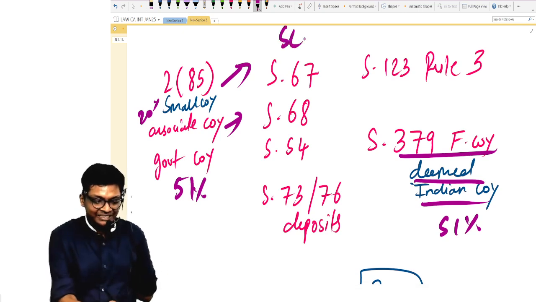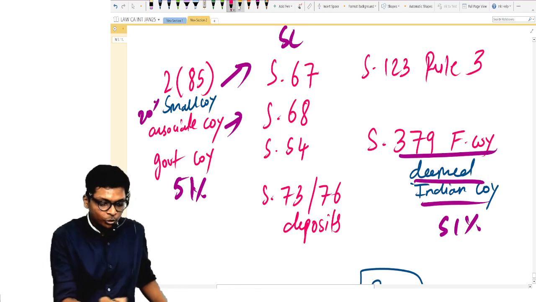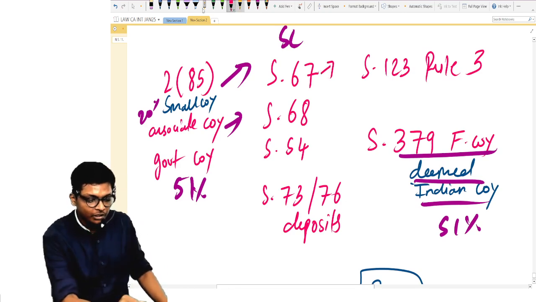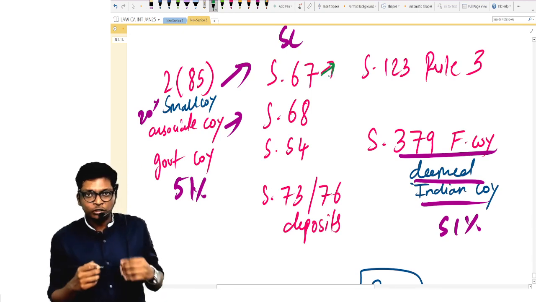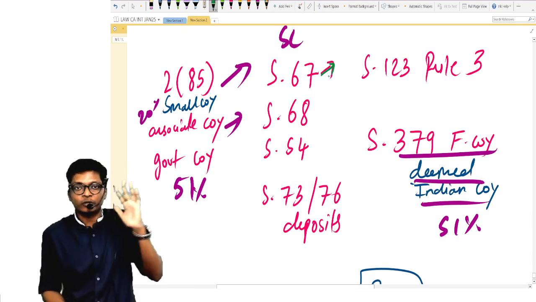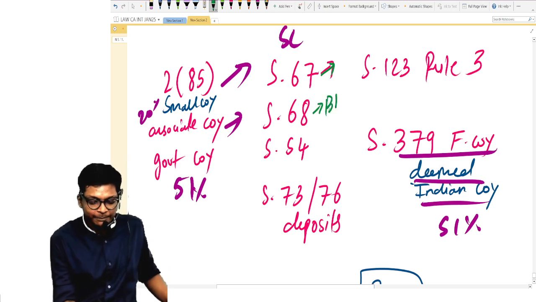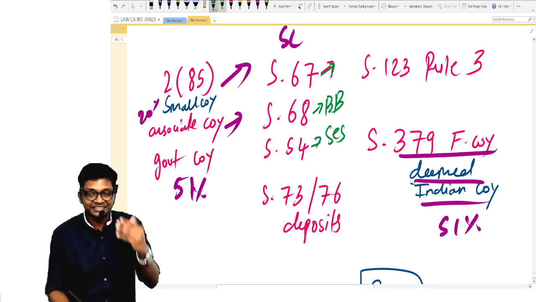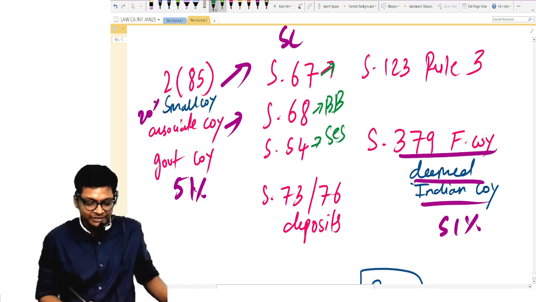And then in the share capital and debentures chapter, you have limits in section 67. What is 67? Restriction on issuing loans. There are some exceptions over there. There are limits. 68, buyback, of course, has some limits. In 54, sweat equity shares has that 50%, 25%, 15% limit.